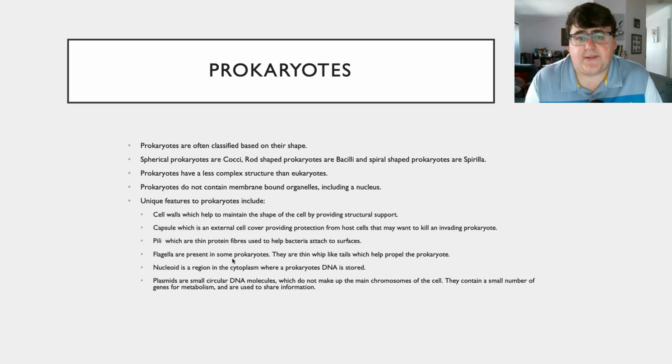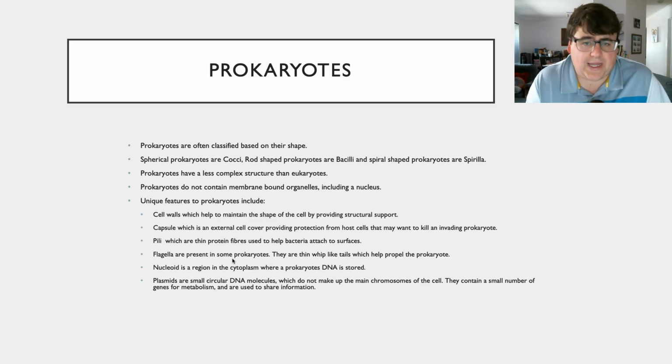Some prokaryotes will have something called a flagella. A flagella is a thin whip-like structure that comes out the back of the cell, almost like a tail, that helps the prokaryote move. All prokaryotes have something called a nucleoid. A nucleoid is basically their version of a nucleus. It's not membrane bound or anything like that. It's just a region in the cytoplasm of the prokaryotic cell that the DNA is stored.